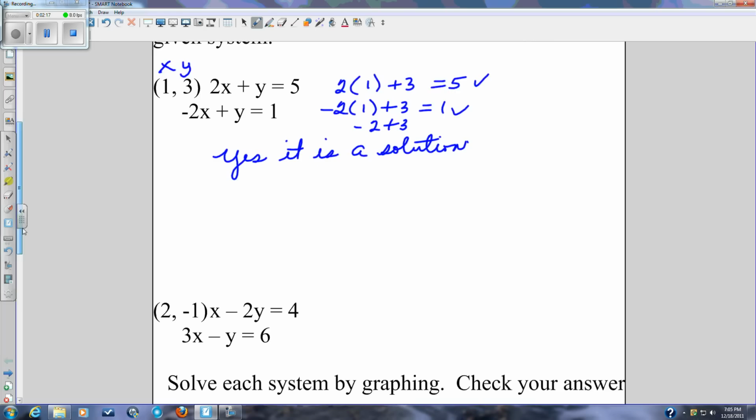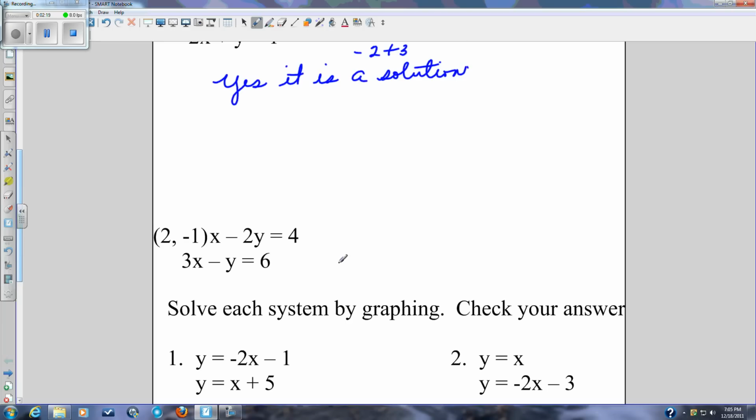Now, moving on to our next problem. We want to know if the point (2, negative 1) is a solution of the system x minus 2y equals 4 and 3x minus y equals 6. So again, we're going to do the exact same thing. I'm going to move my equation up a little bit just so I have a little more room. So we're going to plug our numbers in.